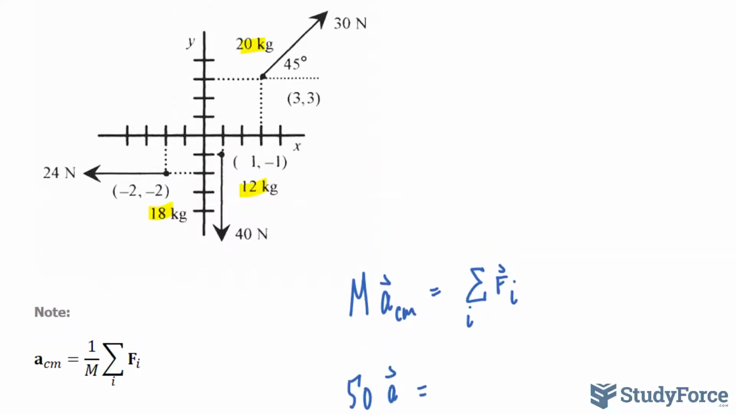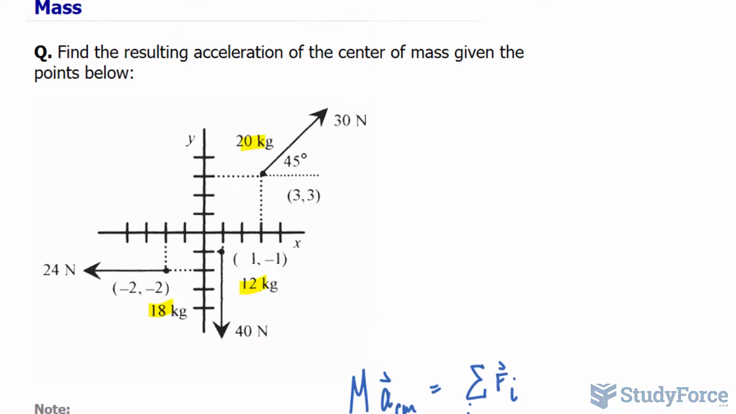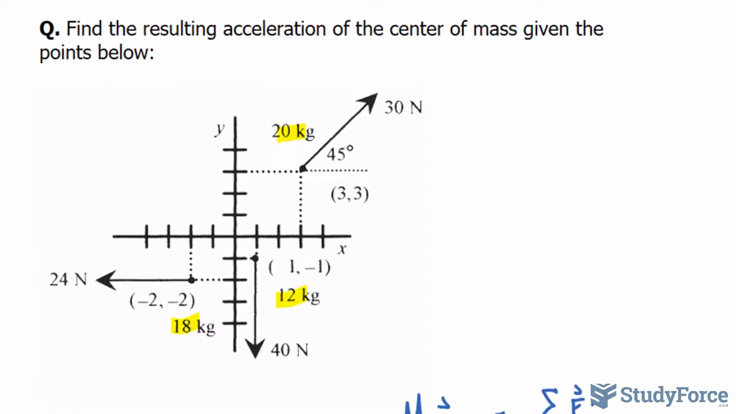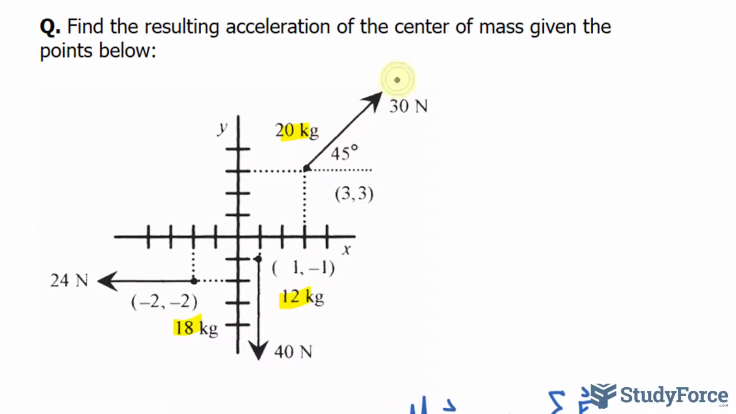And I will look at each of these points and break them down into their x and y components. For that, you'll need to use some trigonometric functions. For instance, this one is going to the top right at an angle of 45 degrees. That can be broken down into two separate vectors, a y component and an x component.